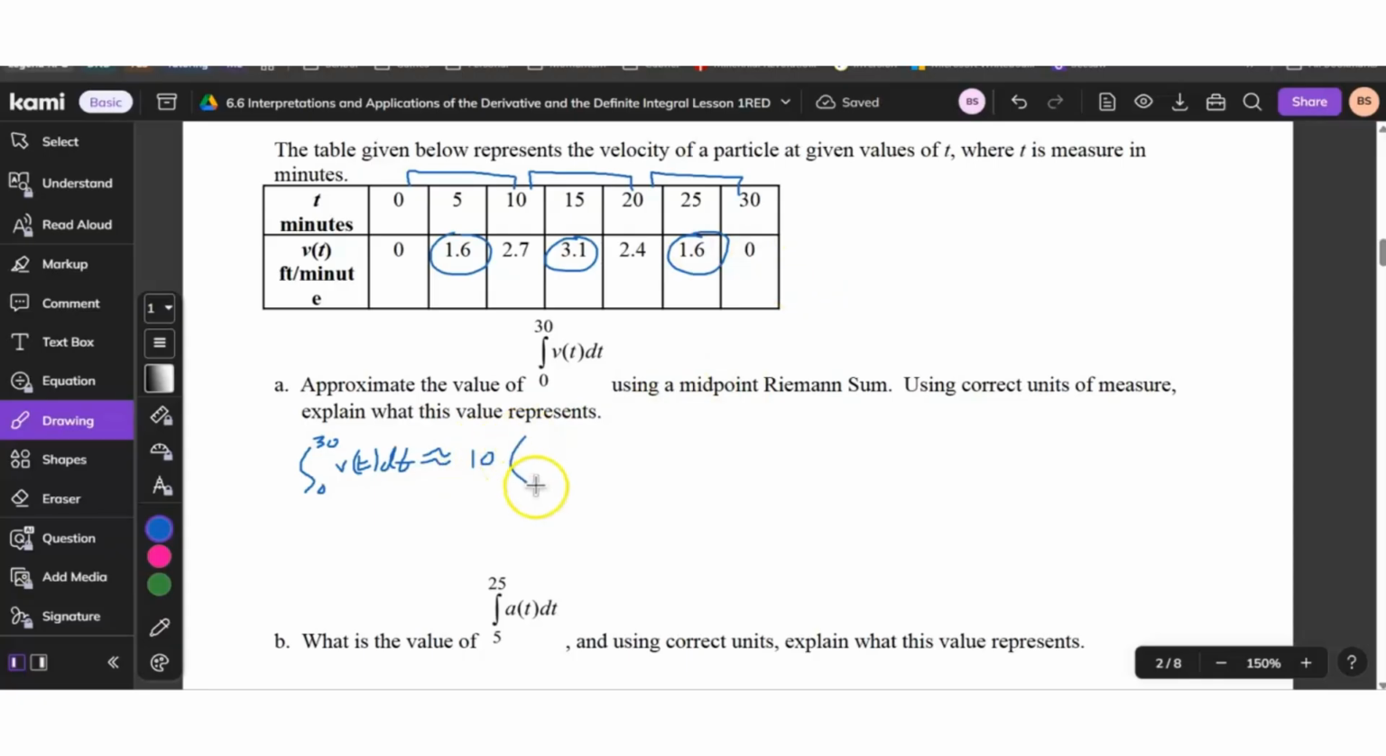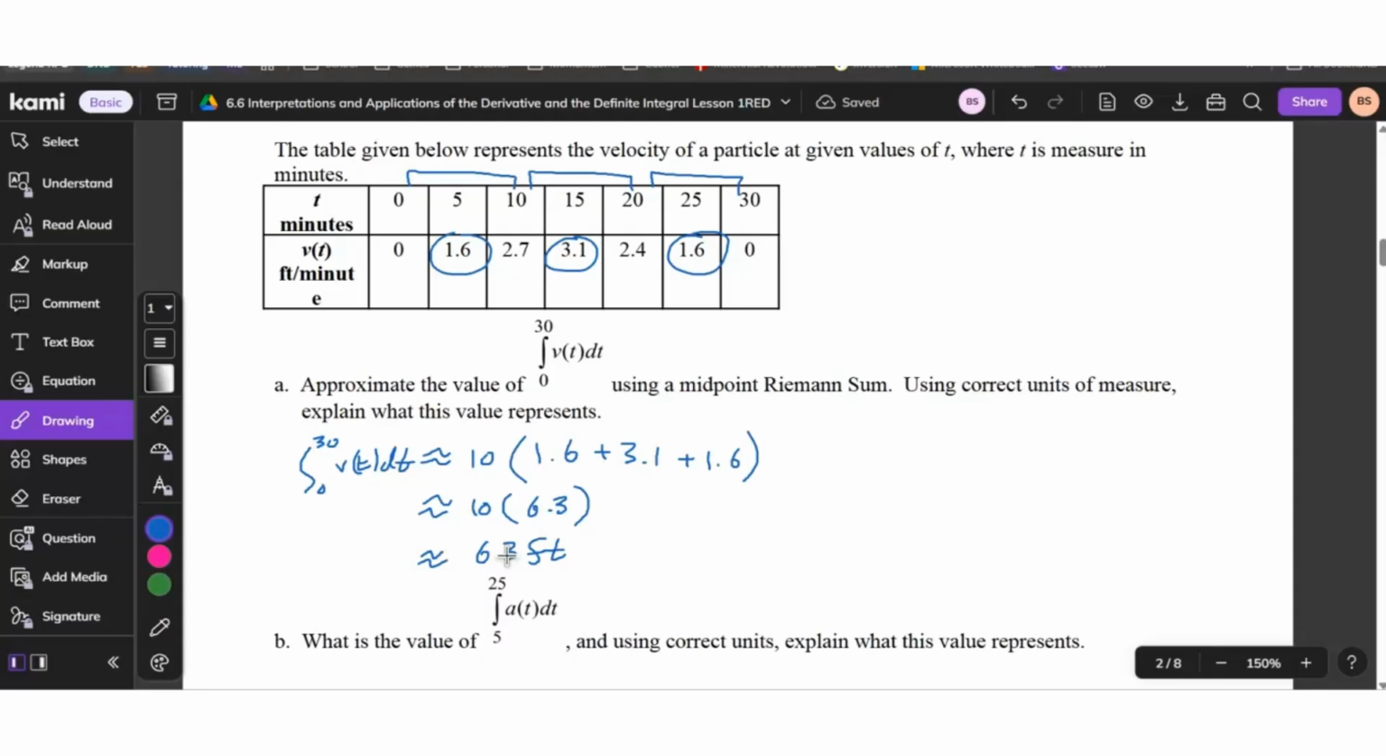So we're going to say 10 times, and this is where now we need all our heights. So it's going to be 1.6 plus 3.1 plus 1.6. And I will get that that is 10 times 6.3, or 63 feet. But basically what we're doing today is applying it to word problems. It's the same theory, nothing new really.